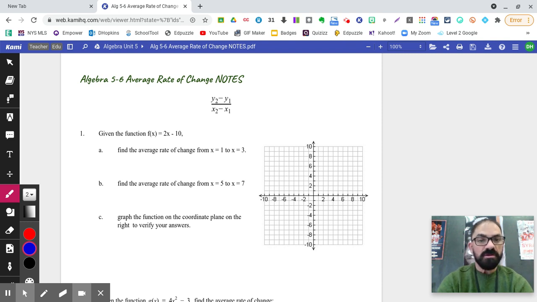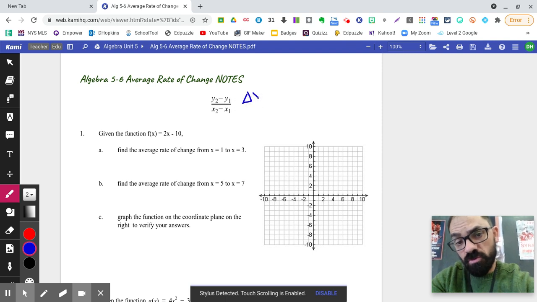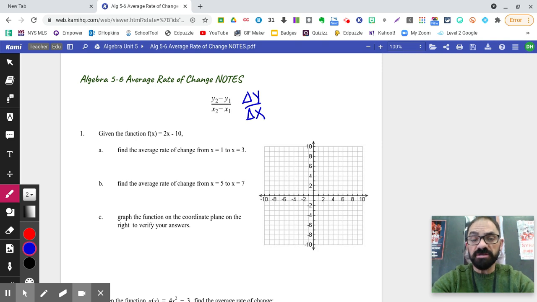So here we go. Average rate of change. Average rate of change is just the change in y over the change in x. So we may also see it as triangle y over triangle x. It's the easiest way to write it. The triangle is a Greek symbol called delta, and delta means change. So we subtract our y's, we subtract our x's, and we divide the outcome. And that is our slope, which is also known as rate of change.